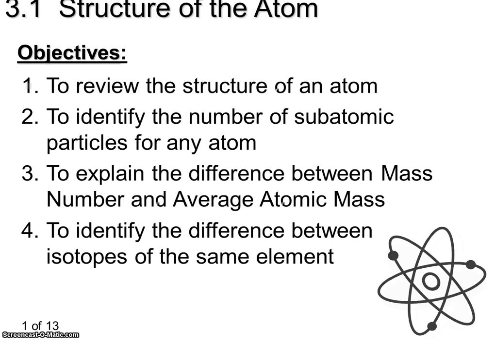In this lecture, we're going to review the structure of the atom and talk about the subatomic particles and how to figure out how many protons, neutrons, and electrons there are. And we're also going to talk about some differences between the average atom and an isotope.